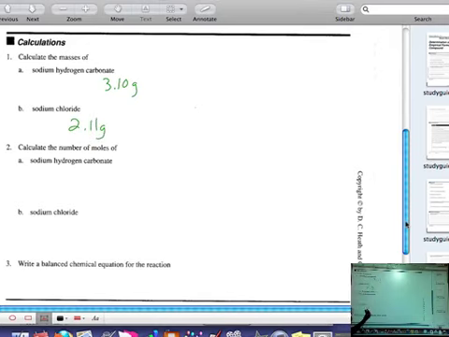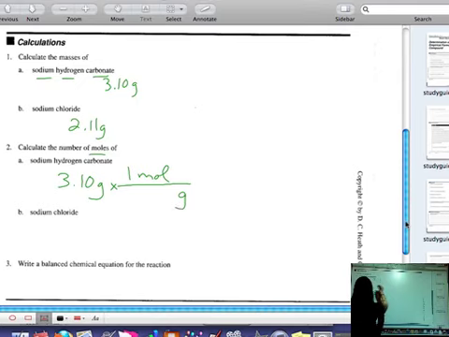Now, it's the same thing we've done over and over again. I'm just going to do one of them again. For the number of moles of sodium hydrogen carbonate, we take the grams, and we multiply it by our mole ratio, which says in 1 mole of sodium hydrogen carbonate, we've got to look at sodium plus hydrogen plus carbonate, which is going to be sodium plus hydrogen plus carbon plus 3 oxygens. And that's 84 grams, so let's go with 84.0 grams. Giving me a total mole value of about 0.0369.